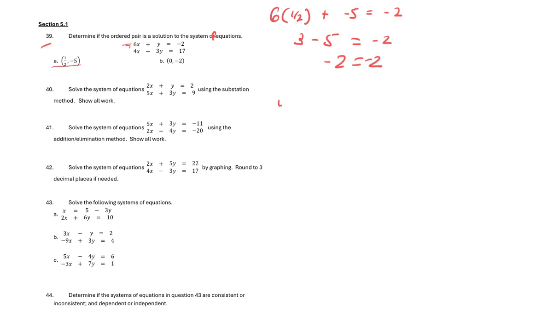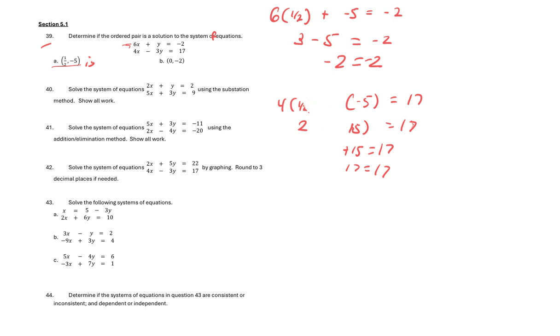So 4 times 1/2 minus 3 times -5 should be 17. So this will be 2 minus -15 is equal to 17. 2 plus 15 is equal to 17. And 17 equals 17. So this is a solution.